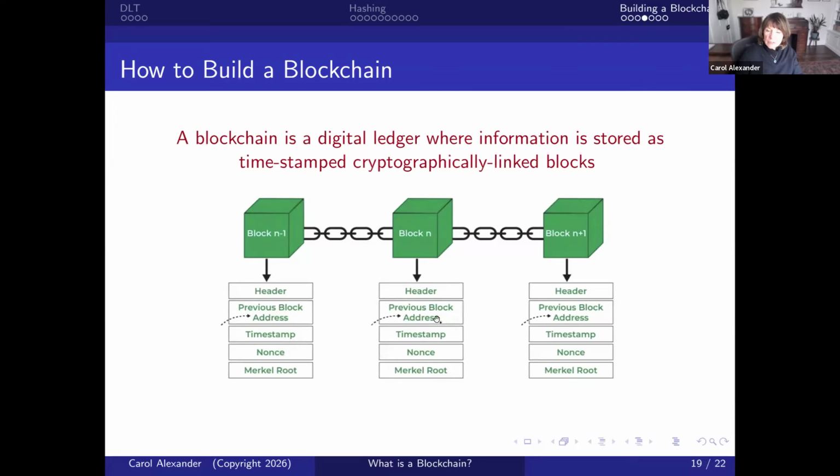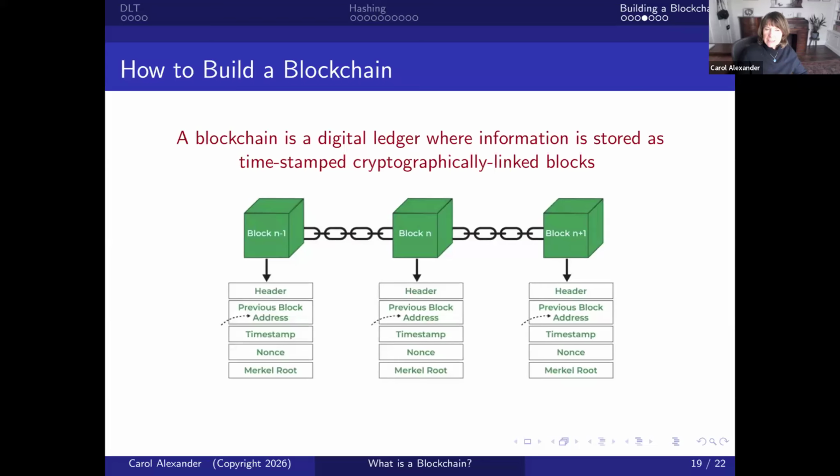So if you change anything in the header of block N-1, you're going to change its address. If you change the previous block address here, because you changed something in block N-1, you will change block N, and everything gets changed. If you change one tiny transaction in block N-1, it's going to change the Merkle root, which will change that block address, which will change the header of block N, which will change the header of the next block. And so everything gets out of sync. That's what I mean by using the headers as pegs to build this chain.